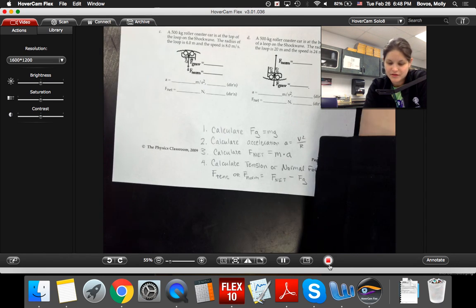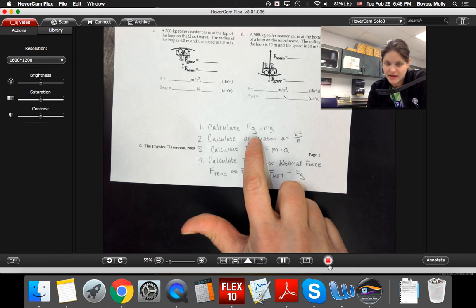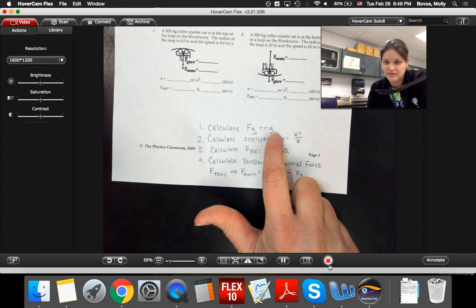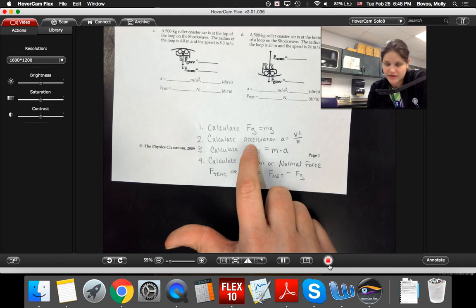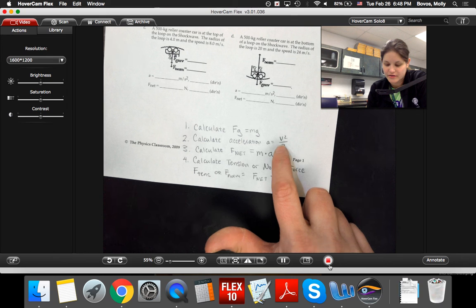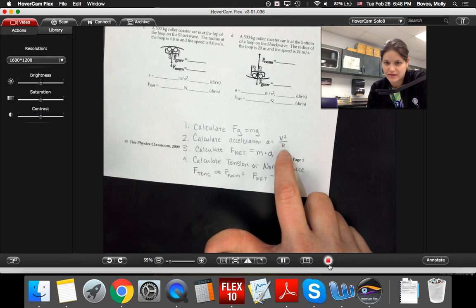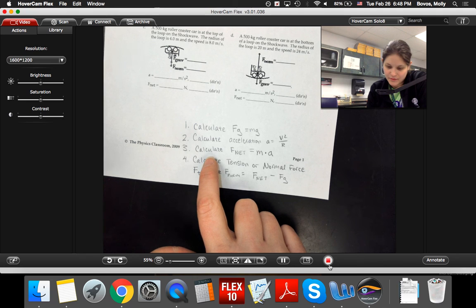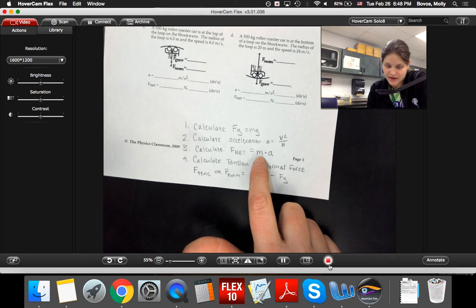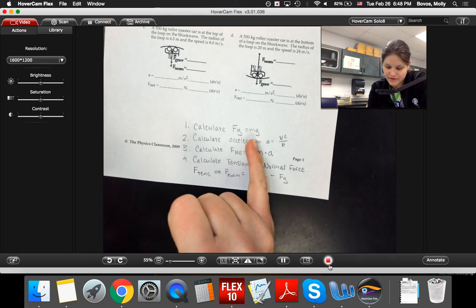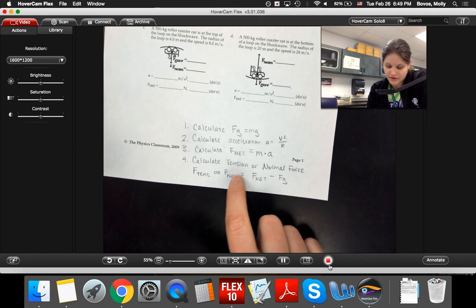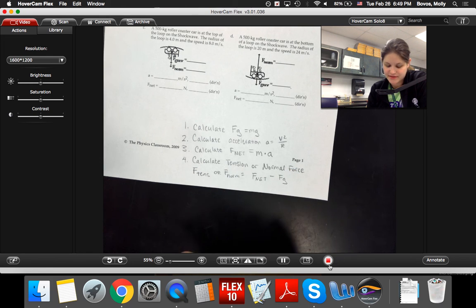So again, the first thing that you can do is calculate Fg. That is your weight. So Fg is equal to mass times gravity, 9.8. Then you're going to calculate your centripetal acceleration using the formula v squared over r. That's your speed divided by the radius. And then calculate your F net, and that's going to be just mass times acceleration. So whatever the m is times whatever you calculate here. Calculate your tension or your normal force is the last step.